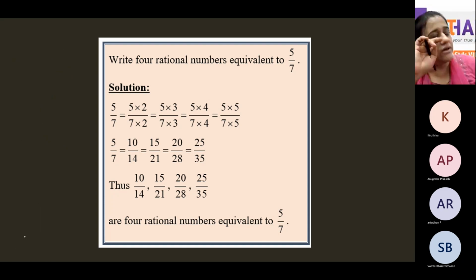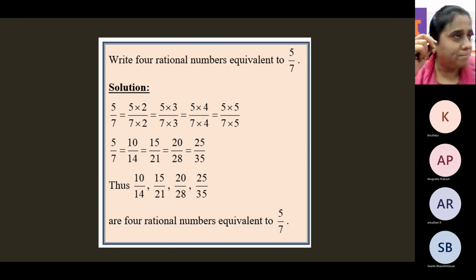So what are rational numbers? Integer by integer is a rational number, where the denominator should not be 0. Very good. But how do you really define a rational number? An expression of the form P by Q, where P and Q are integers and Q not equal to 0 is called a rational number. Correct? Integer by integer is a rational number.